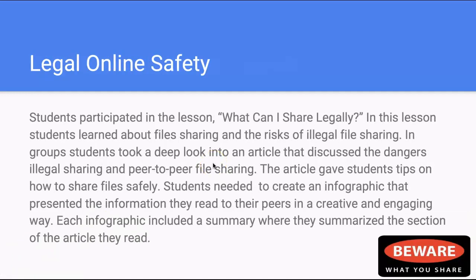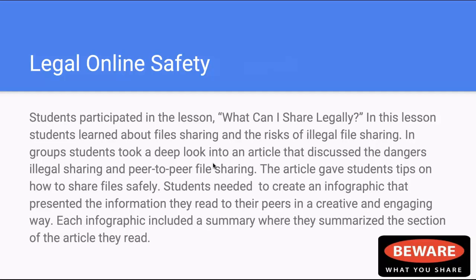In the next lesson, students participated in the lesson called What Can I Share Legally? In this lesson, students learned about file sharing and the risks of sharing files illegally. I really wanted students to understand how this can be dangerous and how this can really impact us, even at a young age, and how it can impact us in the future.